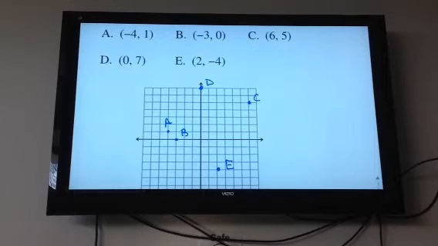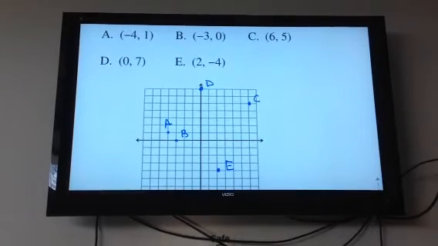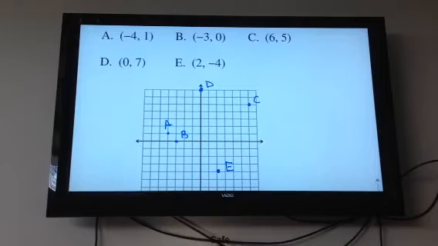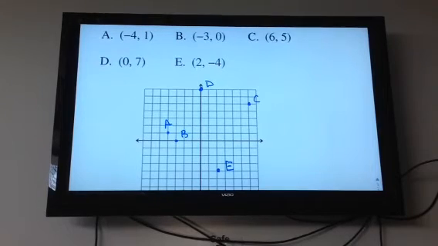All right, compare your graph to mine. If yours does not look like mine, then you have one of your points incorrect. So check what you may have done incorrectly, if you did anything incorrectly.